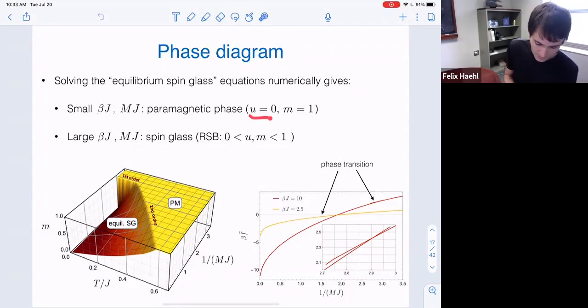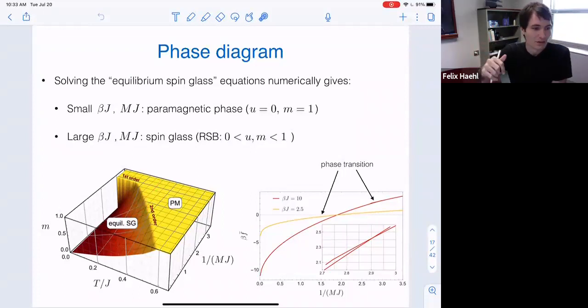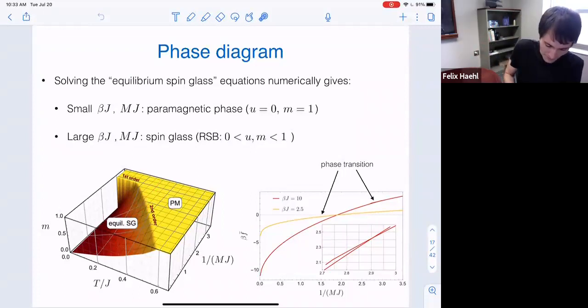So in particular, this order parameter is 0, and the block size is just 1, if you wish. And then as you either lower the temperature or you decrease the strength of quantum fluctuations, this direction corresponds to decreasing the strength of quantum fluctuations, you cross this phase transition, and this order parameter u becomes non-zero, and replica symmetry is now broken, and the model has these glassy characteristics that I mentioned in the beginning.